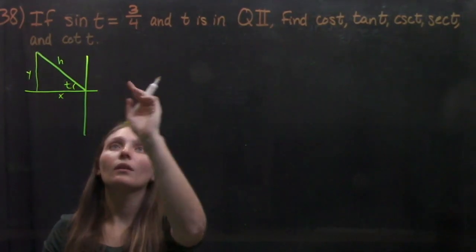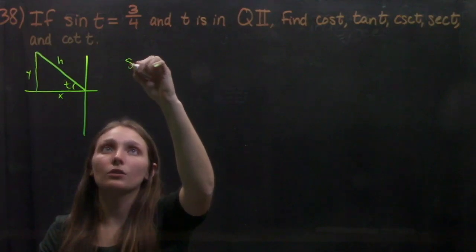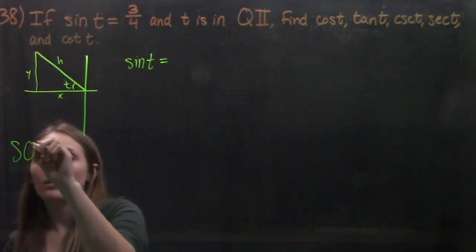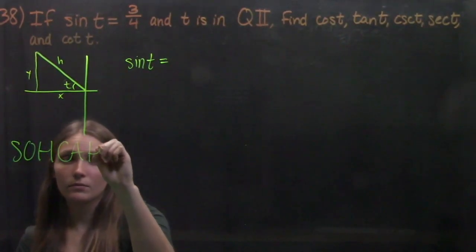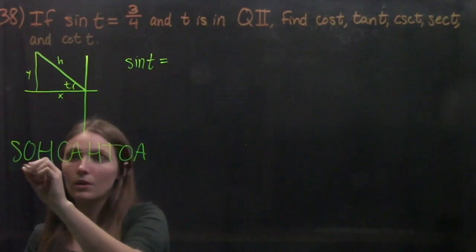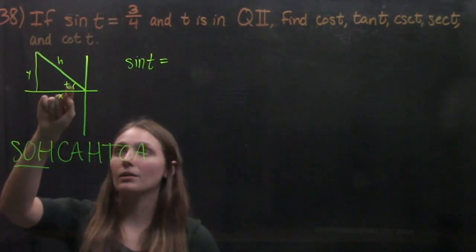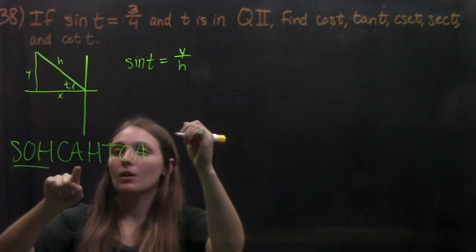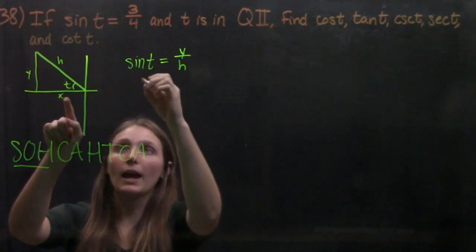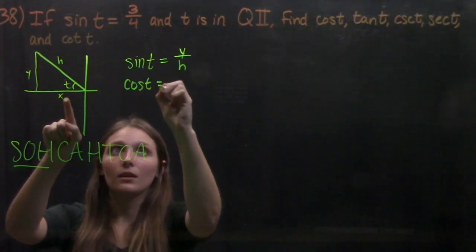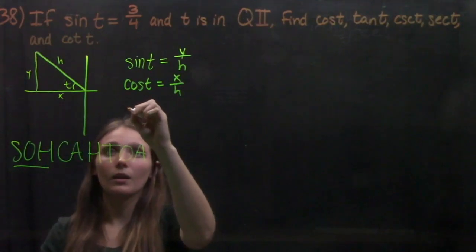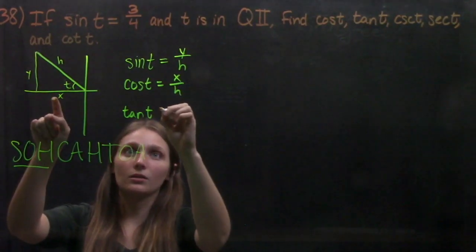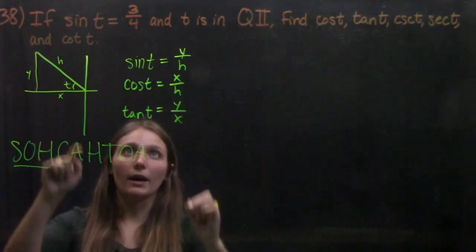Now we know the trig functions, with SOHCAHTOA: sine of t equals the opposite over the hypotenuse. So if our angle is here, opposite equals y over h. Cosine is going to be adjacent, x, so cosine of t equals x over h. And then tangent of t is going to be the opposite over the adjacent, so that's going to be y over x.